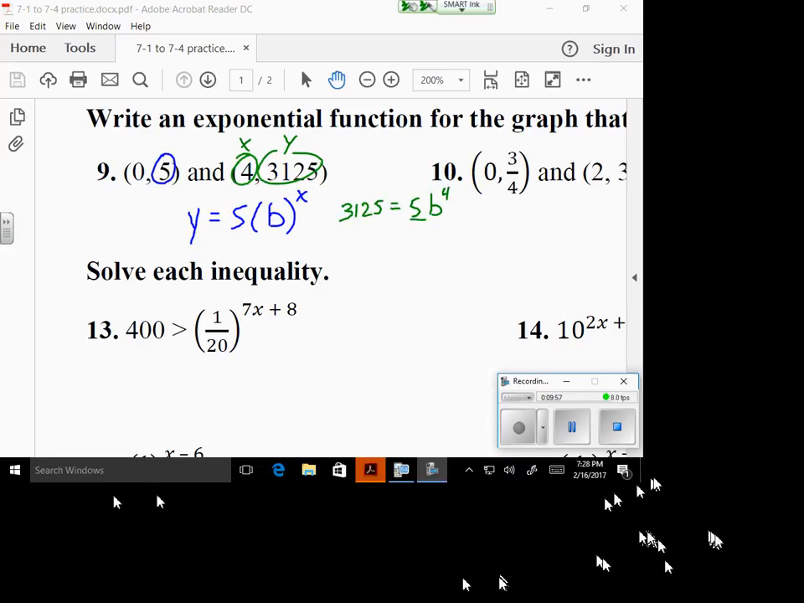So this is how we'll set it up. We'll divide both sides by 5, and then we'll take the fourth root of the answer. 625 is equal to b to the fourth. We'll take the fourth root of both sides, and the fourth root of 625 is 5. That would be our b. So we'll take that back up here, and our equation would be y equals 5 times 5 to the x power.